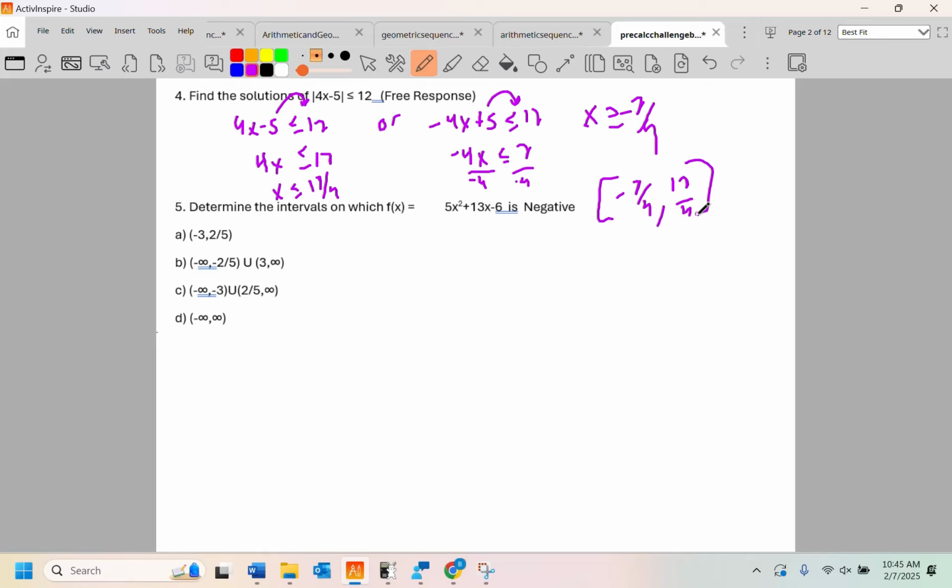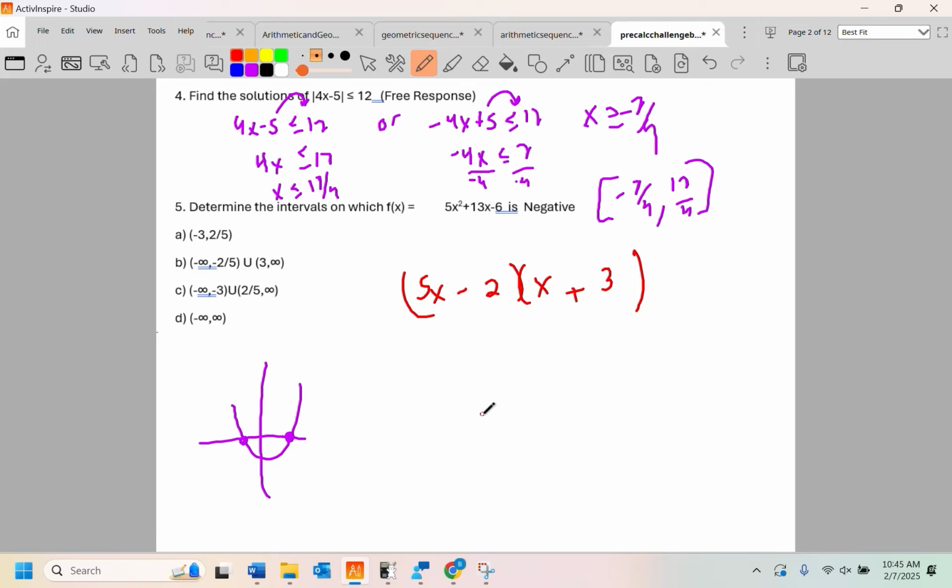Determine where this graph is negative. So a rough graph of this, it's going to open up. It's got a positive 5. So think about that. And we just need to figure out these numbers right here. So we're probably going to factor. Let's see, let's try a 5x and x. To get to a 6, probably a 2 and a 3. That'll do it. Minus, plus, and minus.